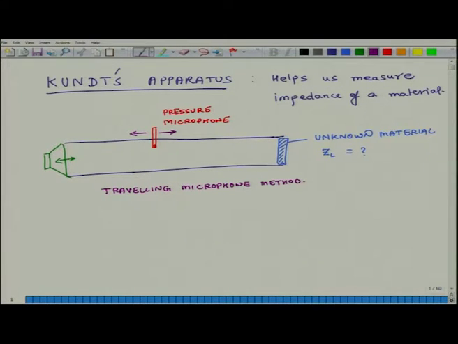And as we have been doing in the past, my x axis starts from the closed end of the tube where we have this unknown material. So, x is equal to 0 at this location, and the tube is L long. So, at the other end of the tube where I have a loudspeaker, it is x equals minus L. So, we use this apparatus to figure out the impedance of the material which I have placed at the end of the tube.